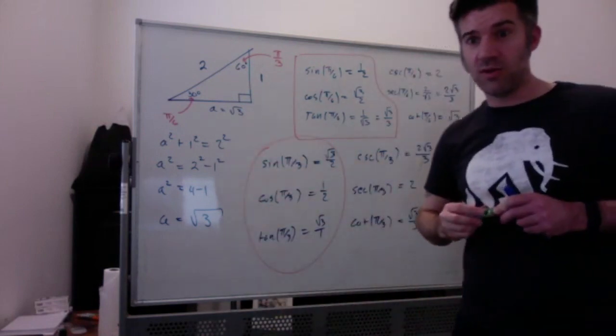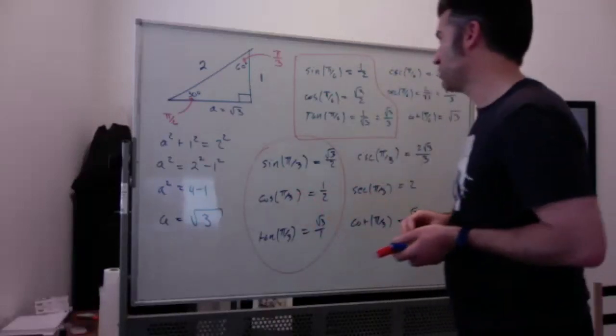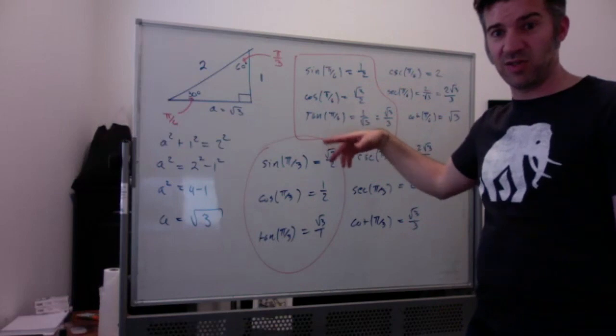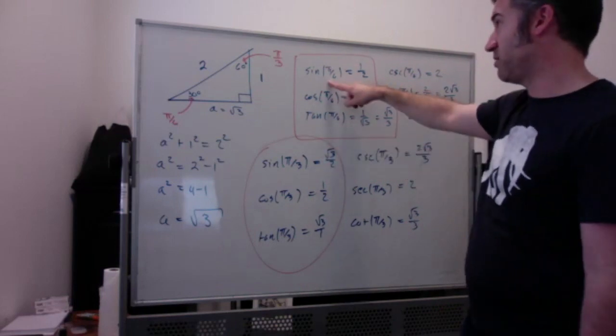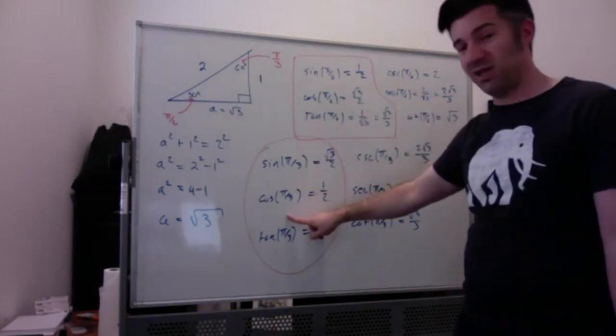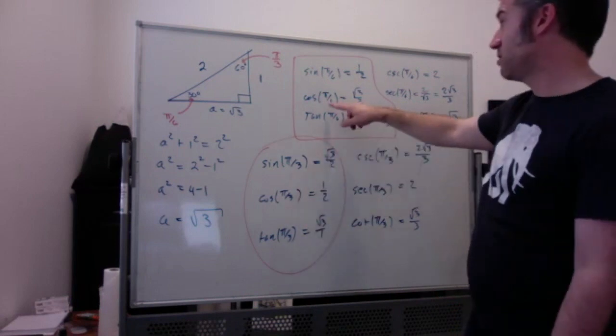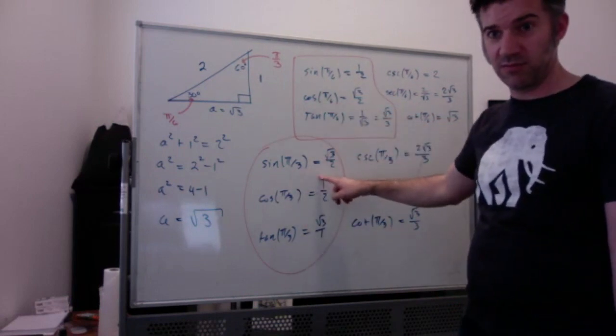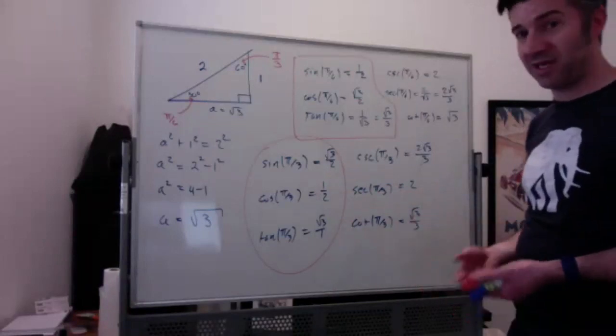You might also notice that for these angles, the sine and the cosine values switch. Right? Sine of pi over 6 is 1/2. Cosine of pi over 3 is 1/2. Cosine of pi over 6 is root 3 over 2. Sine of pi over 3 is root 3 over 2. So there is definitely a connection there.